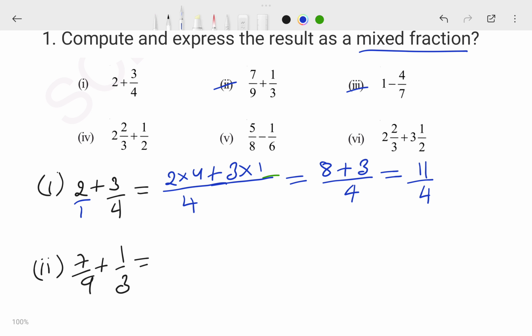Okay, this is the answer. And when you convert into a mixed fraction, how will you convert? You have to divide 11 by 4. Then if you divide, you will get 2. If you count, there is no 11 in the 4 table. If you count 4 3s, it's 12. It's more. So we will count 4 2s, then 8, and 3 is left. So how will you write? First we will write this one, then we will write this one, then we will write this one.